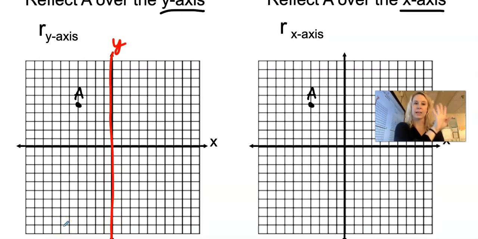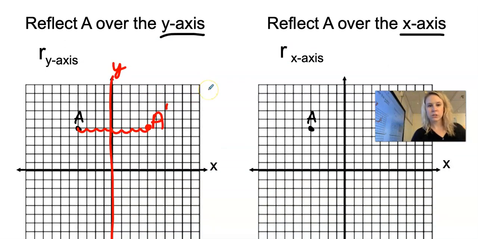A is to the left of the y-axis, so it's going to flip to the right of the y-axis. You just count how far away it is. 1, 2, 3, 4. It's 4 on the left, so I'm going to start at the y-axis and go 4 to the right. 1, 2, 3, 4. That's your new shape, your image, and that will be A prime. That's how you reflect something over the y-axis. It's going to flip from left to right.